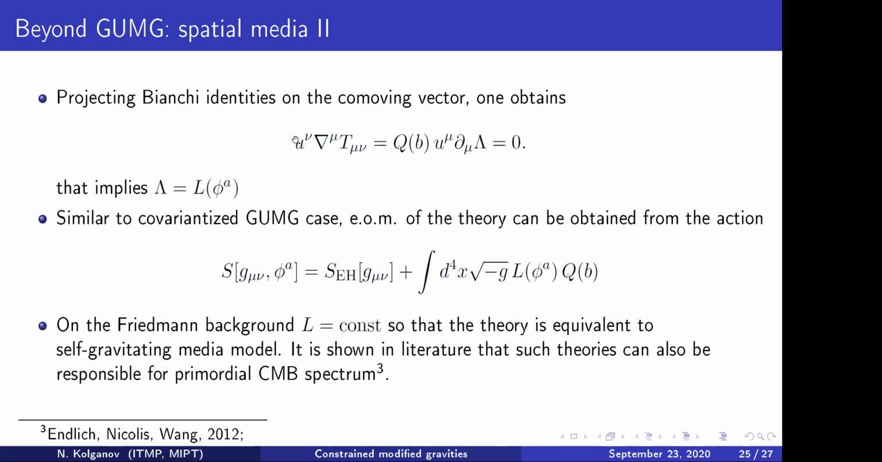Again, we project the stress energy tensor on a comoving vector of this fluid, and we obtain that in this case lambda is not a function of the temporal Stueckelberg field, but some function of the spatial Stueckelberg field. So the equation of motion can be obtained from the following action. It has a part which algebraically depends on spatial Stueckelberg fields and some kinetic term.